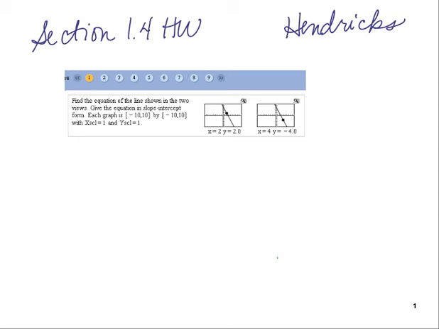So it would be helpful if you can get some additional practice. So this first problem is to find the equation of the line shown in the two views, give the equation in slope-intercept form. Really one of the problems that we've talked about before, but it's just giving you the information in a slightly different manner. It's giving you the graph, but it does tell you the ordered pairs that lie on the graph. So this is nothing different than writing the equation of the line through the points (2, 2) and (4, -4).